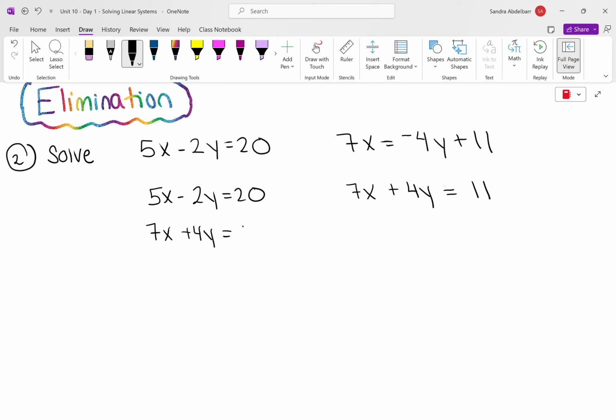So now what I want you to do is I like for you to line the two equations up. So I have 7x plus 4y equals 11. And now you ask yourself, if I were to add these two equations, will any of the variables cancel? No. So you need to make it cancel through multiplication. It doesn't matter which variable you choose to make cancel, but there's usually one that's a better choice than the other one. In this scenario, the y is the better choice.